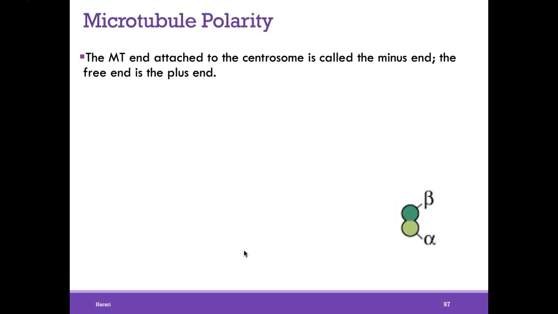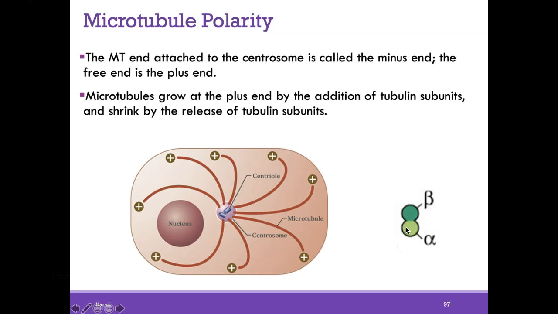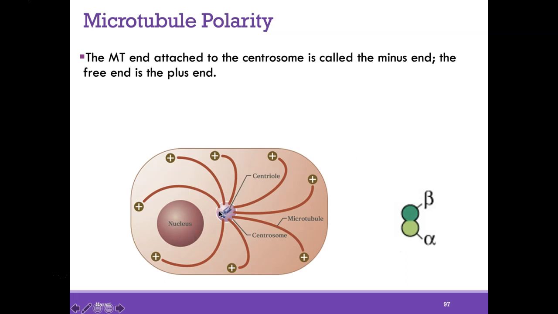So we said that microtubules are made from tubulin, but there happens to be a direction. So all microtubules are attached to the centrosome. Here's the centrosome. All microtubules are attached by their minus end. And again, this is kind of just arbitrary. The minus end denotes where the alpha subunit is closest to. The plus end is the free end where the beta subunit is closest to. So microtubules have their minus end attached to the centrosome with their plus end toward the periphery of the cell membrane.